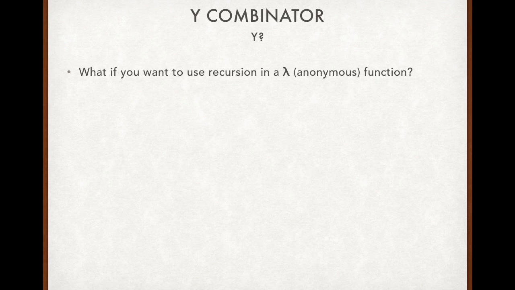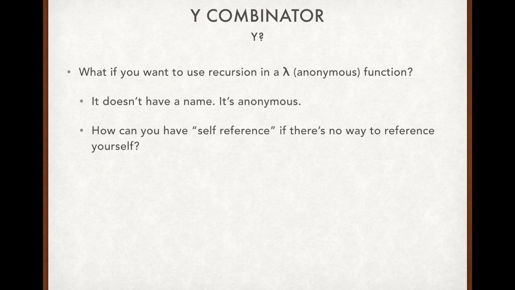So, why the Y combinator? Here's a question for you. What if you want to use recursion in a lambda function, an anonymous function? It's not a basic part of the definition of lambda functions. You have to add it. Well, you can't. It doesn't have a name. It's anonymous. So you can't refer to yourself to do this recursive call.